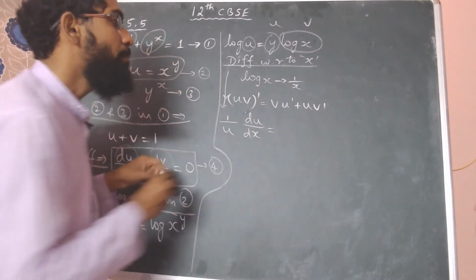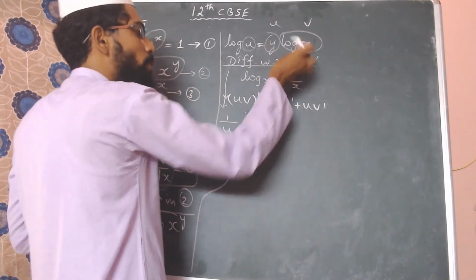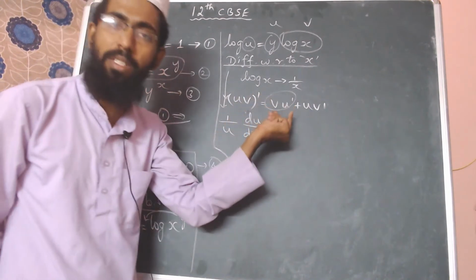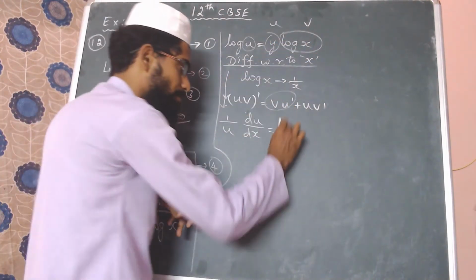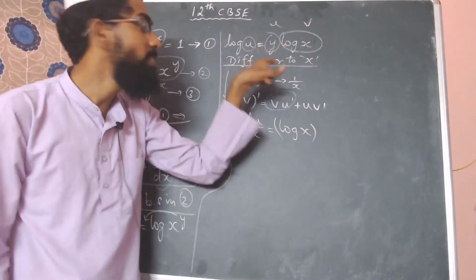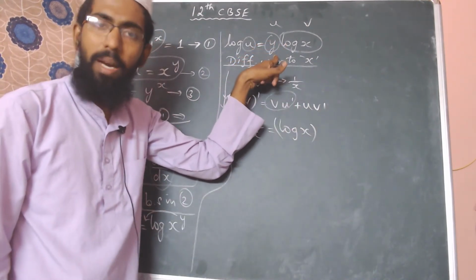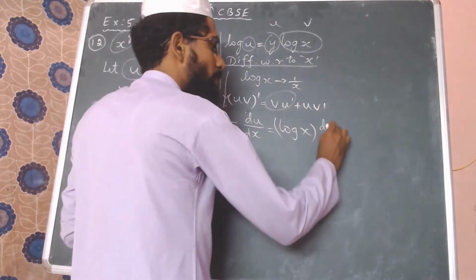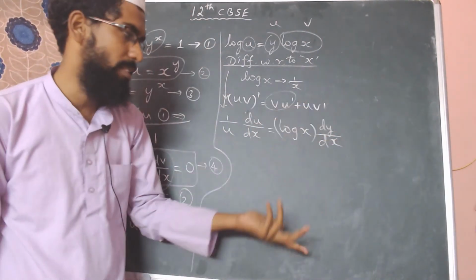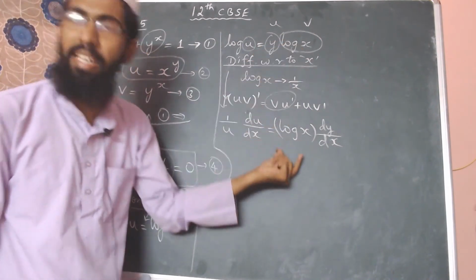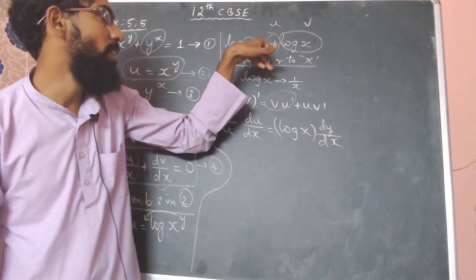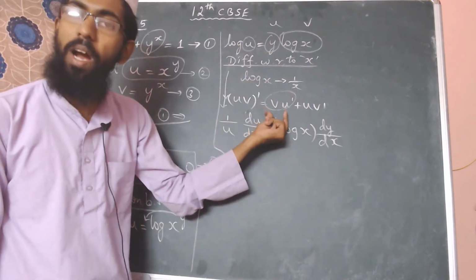On the right hand side, first it is (u into v) whole dash, so vu dash. Vu dash means put v as it is, log x as it is. U dash means the derivative of y, which is dy by dx. So log x as it is, v as it is, and u dash, the derivative of u, that is y, is dy by dx.